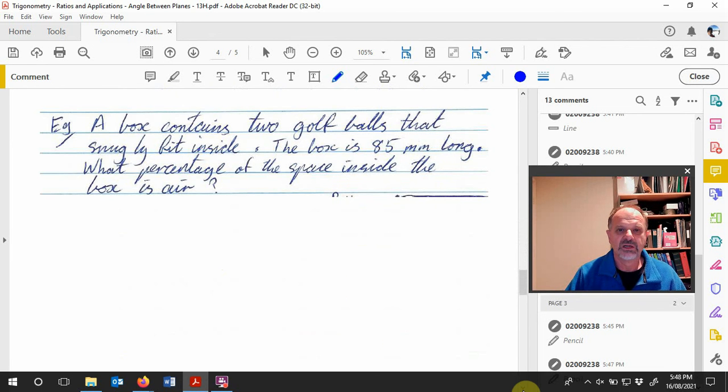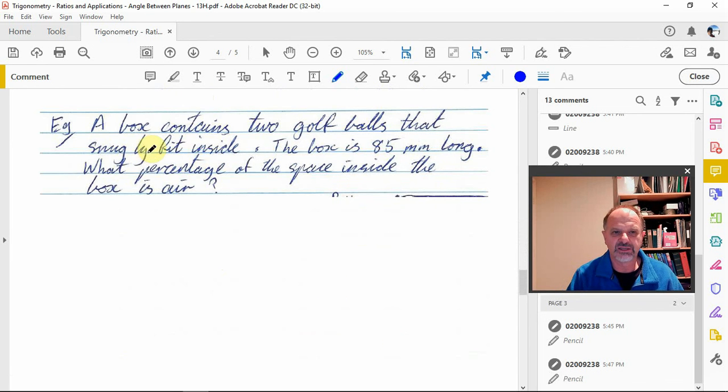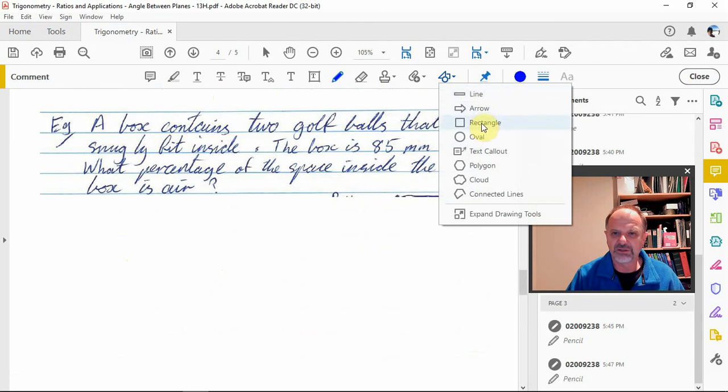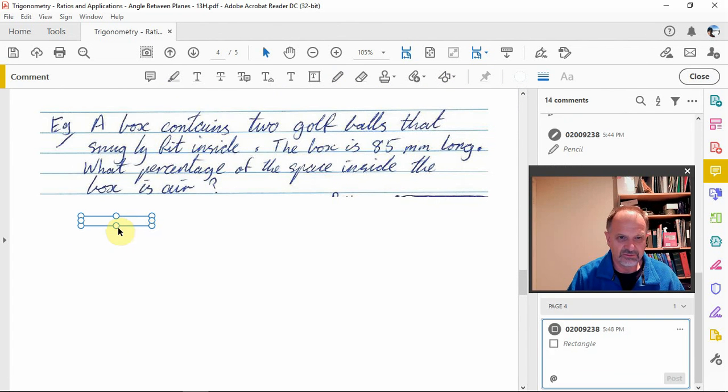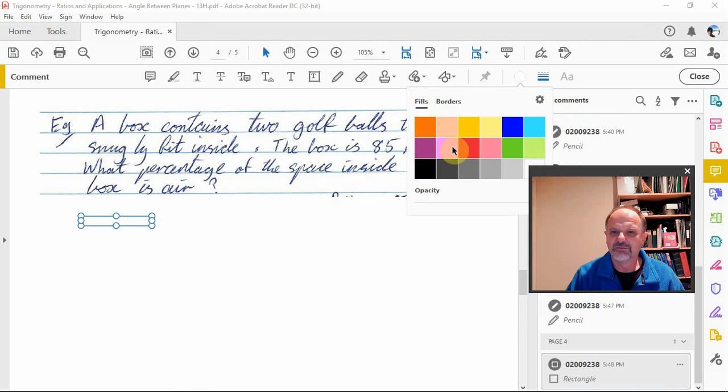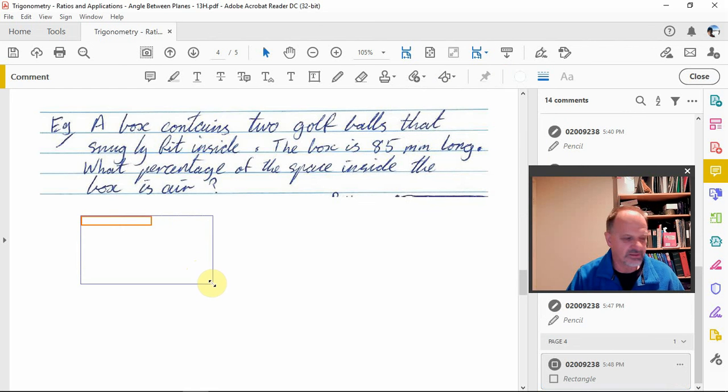application. So a box contains 2 golf balls that snugly fit inside. The box is 85 long. Well, let me draw a box here. I'm just going to look at a side. I need a border. There we go. All right, so here's my box.